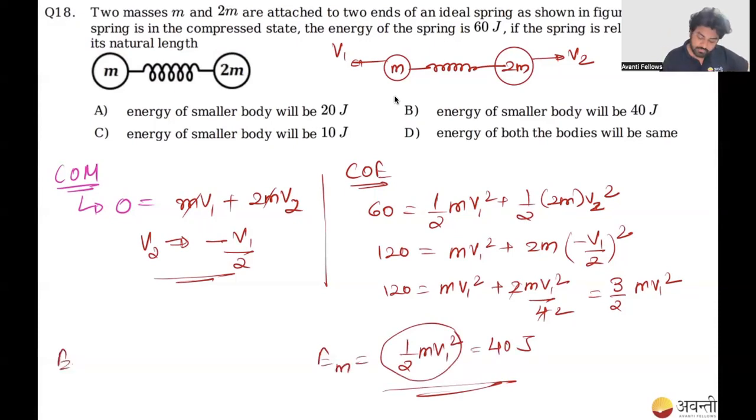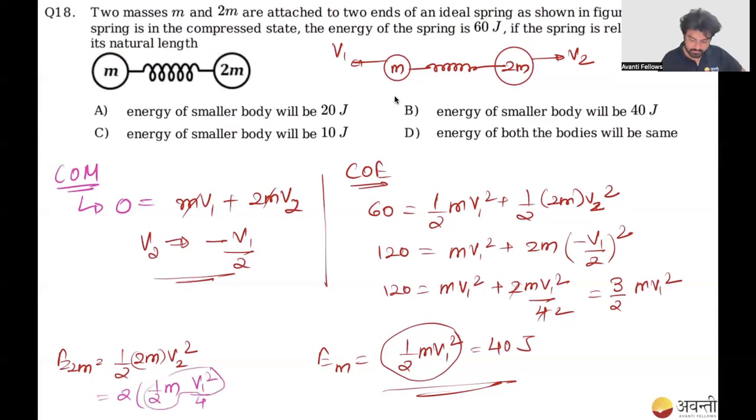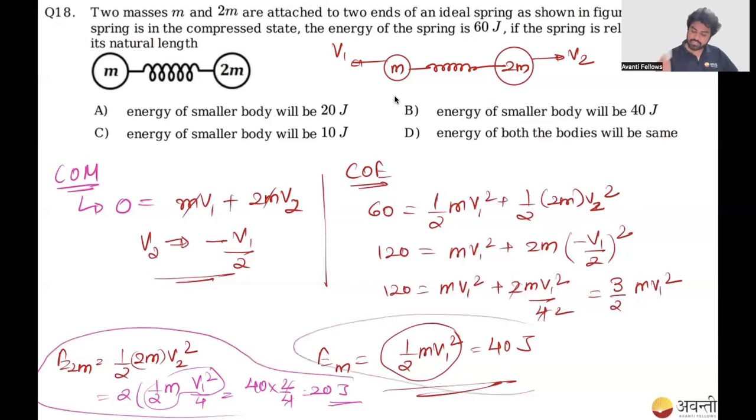And what will be the energy of 2m mass? It will be half 2m v2 square, right? So that also we can check. So we can write from here as 2 times half m. How much is v2? In place of v1, v2 we will put v1. So it is v1 square upon 4, and half m v1 square is 40 joules. Okay, so we can write 40 into 2 by 4, that is 20 joules. So energy of 2m also we got, energy of m also we got.